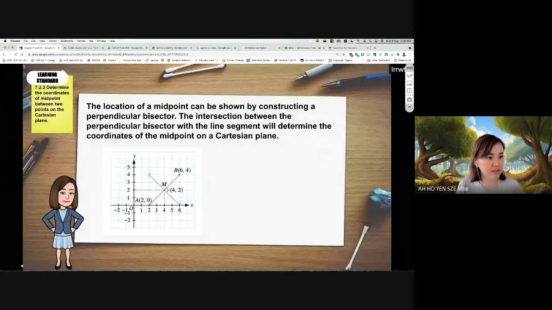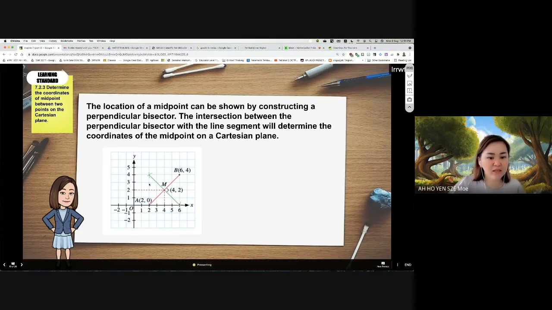We go to another learning standard, which is to determine the coordinates of the midpoint between 2 points on the Cartesian plane. This one is easy lah. But since you already know how to use the formula just now, for the rest of the questions, no problem. Locations of the midpoint can be shown by constructing a perpendicular bisector. This is how to do it. If you don't use the perpendicular bisector, just now I actually did the 2 arcs. From the starting point, make a long radius, and another one with the same long radius. You can bisect, and that will be your midpoint.